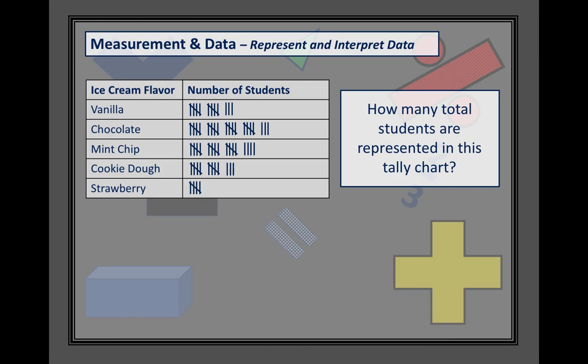Now, using the same data, but with a different question, now we're being asked how many total students are represented in this tally chart. And that's usually an easy thing to figure out on tally charts because all you need to do is really just count up all the tally marks.